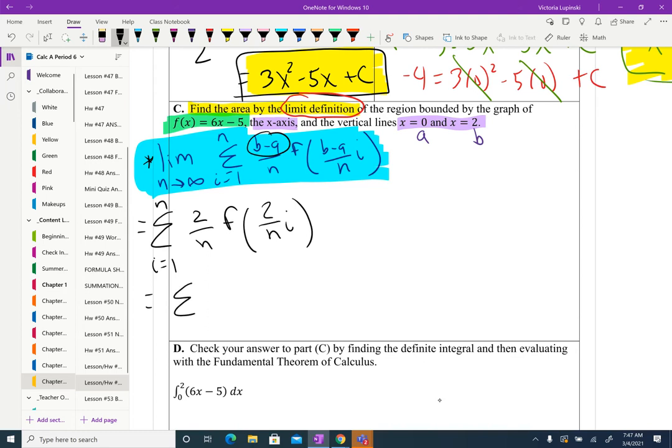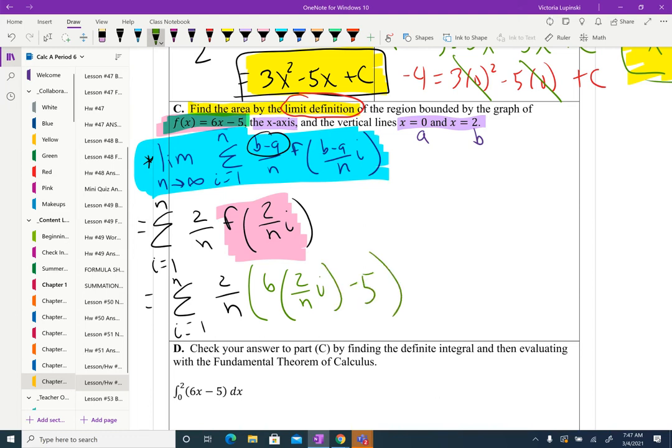Okay. So now the next step is the sum from 1 to n of 2 over n. And now I'm actually going to calculate this f of 2 over n i. So remember what that means. You're going to go to the f function. Everywhere there's an x, you're going to put that expression. So inside of this parentheses, it's 6 times 2 over n i minus 5. And again, notice that the f is gone. The f is gone once you actually plug that value into the f.